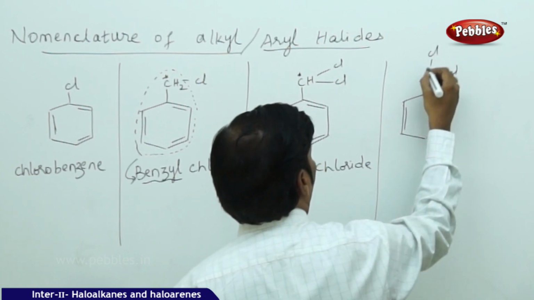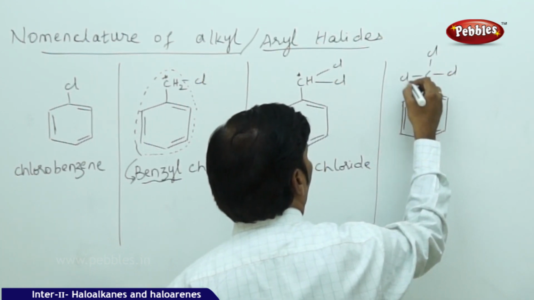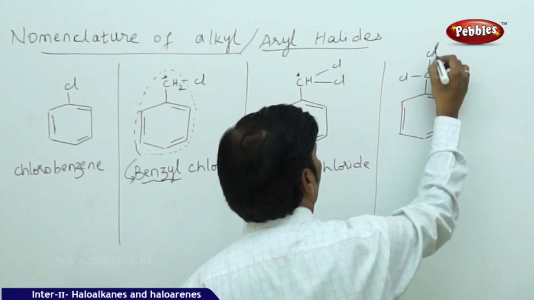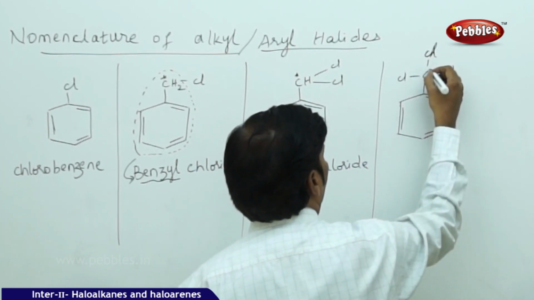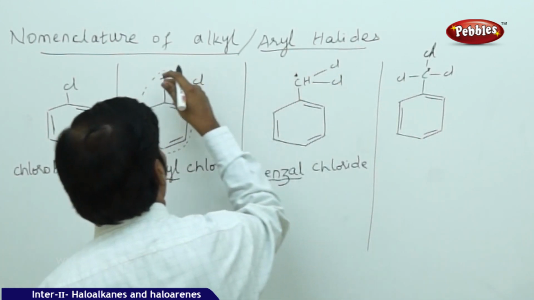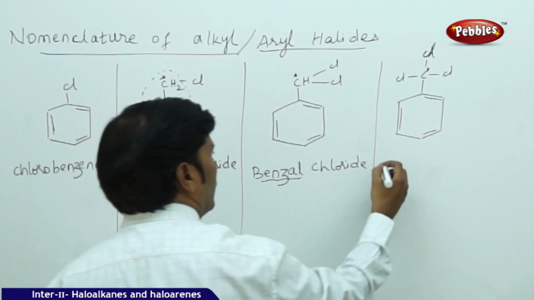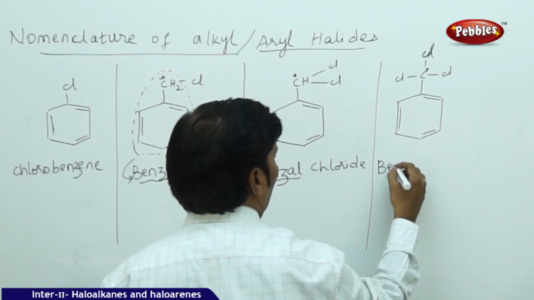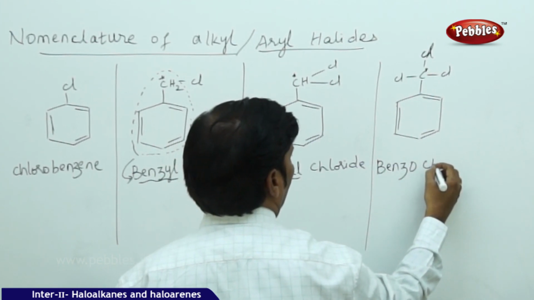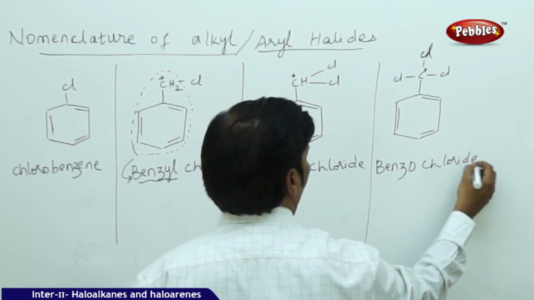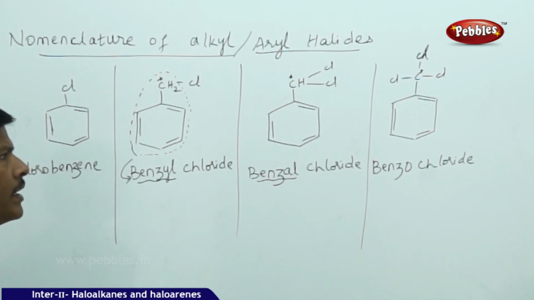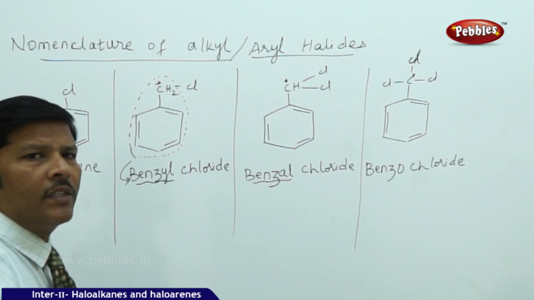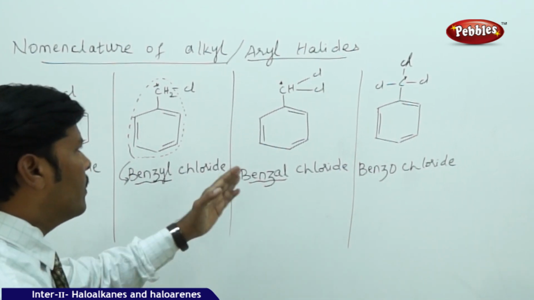Now if 3 chlorines are bonded to the carbon, then that is going to become the tertiary carbon. This is tertiary carbon, secondary, and this is primary. So we can call this benzotrichloride. So more or less, we are not particularly bothered about writing the IUPAC names, we are just writing the common names of the 3 compounds.